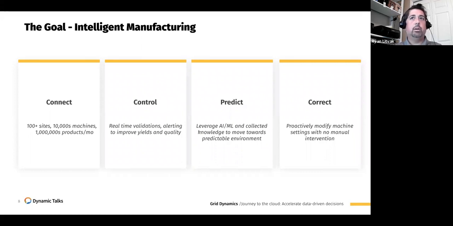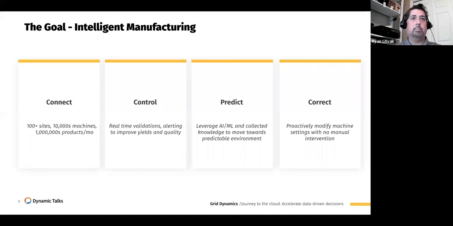Once we're able to do that, the long-term goal is to be more proactive. So from a correction standpoint, one example of that would be to proactively modify the machine settings to be more optimal for the future. So the two biggest things that we're going after from a transformation standpoint would be the time it takes to transform incoming raw materials into finished goods, the transformation time, and one of the biggest contributors to that is changeover time. So if we can change the settings proactively without requiring operator intervention, that's a significant savings.